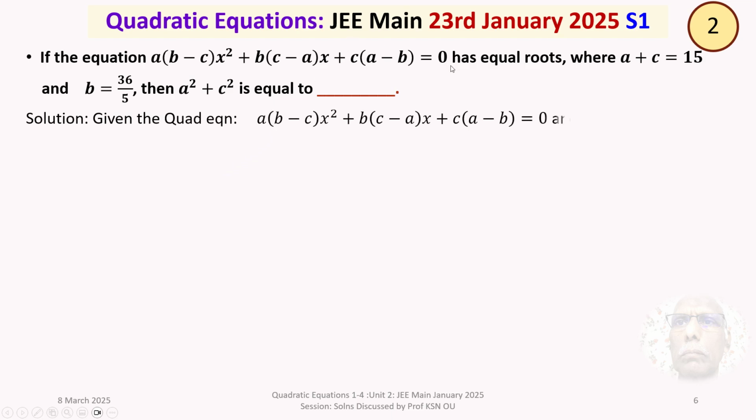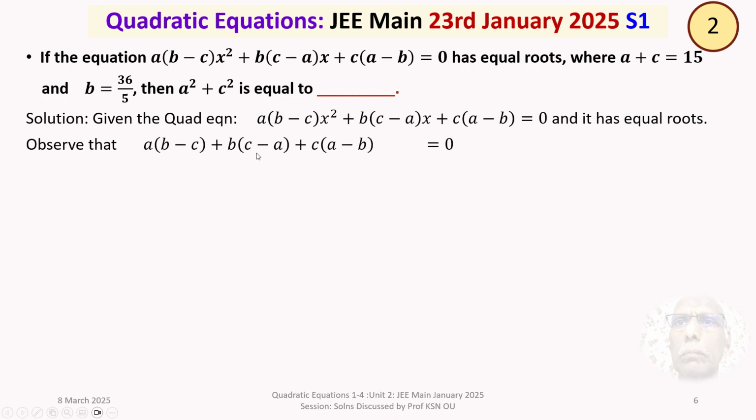We are given the above quadratic equation, and it is given it has equal roots. Now observe that the sum of the coefficients of this quadratic equation, that is a into (b minus c) plus b into (c minus a) plus c into (a minus b), when you simplify, comes out to be equal to 0. When the sum of the coefficients is equal to 0, then it will tell you x is equal to 1 is a root of the quadratic equation. This will imply x is equal to 1 is a root of the equation.